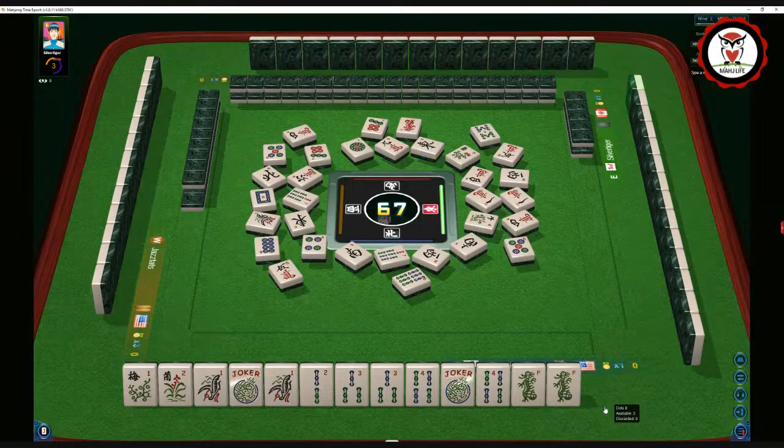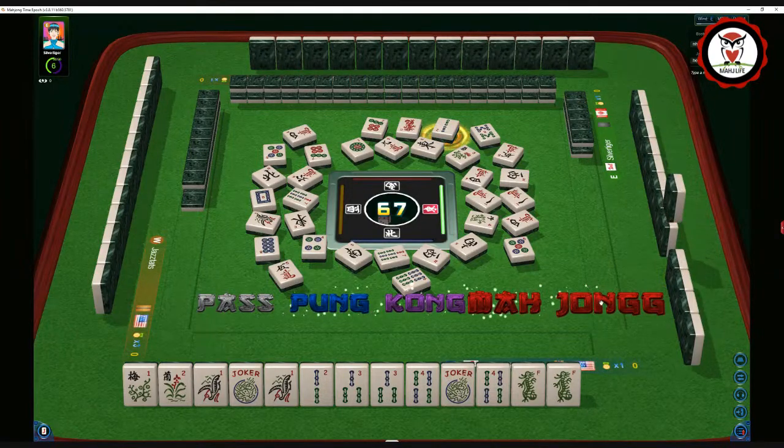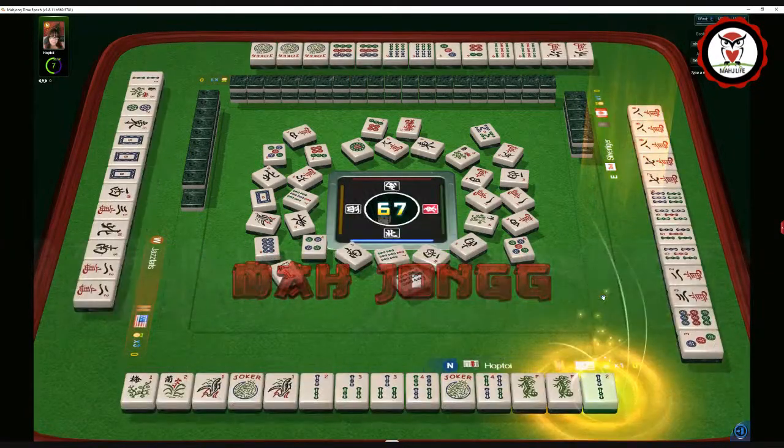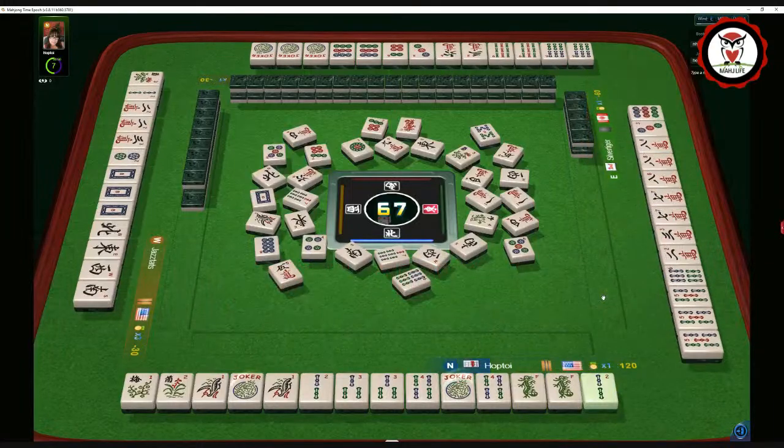Looks like somebody might be playing 2, 2, 4, 6, 8 bamboos. Well, there it is. Mahjong. Mahjong. Woohoo! We got a winner.